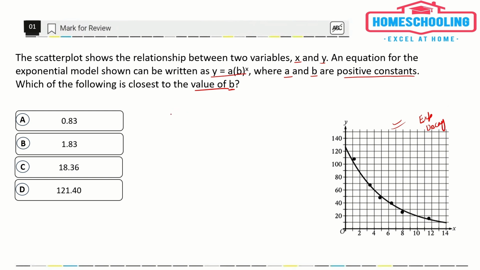We have just read about exponential growth and exponential decay. For exponential growth, the factor value b should be greater than 1, and for exponential decay, the b value should be between 0 and 1. As you can see, the graph is falling, so it is an exponential decay graph, and our b value should be between 0 and 1. So let's check the options here. 0.83 is between 0 and 1, so option A is the correct answer. The value of b is 0.83.